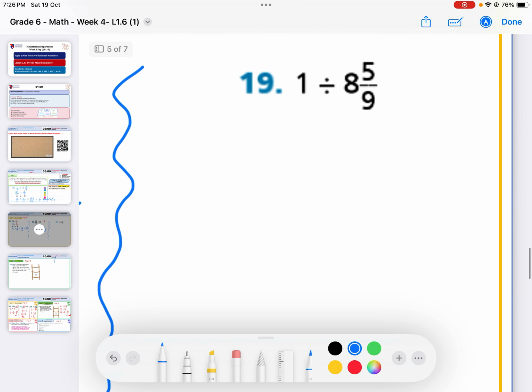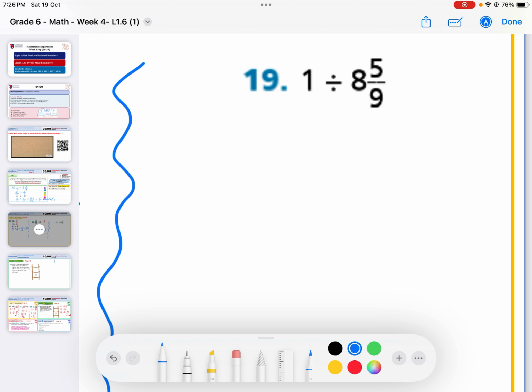Now let's move on to the last question. I'm going to apply the same steps. The first number is 1, divided by, I've got here a mixed number. I'll change it into a fraction. So 9 times 8, that's 72. 72 plus 5, that will be 77. And the denominator stays the same.